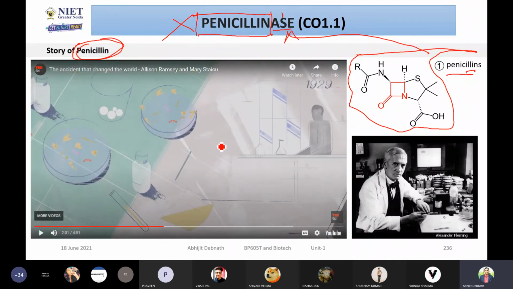Acha, another thing, you might be very much wondering that penicillin jo hai, it is only killing the bacterial cell, but it is not harmful for us. You know why? Because hamara jo cell hai, in our cell we have cell membrane. In bacteria it has cell membrane and it has cell wall. So penicillin is actually breaking the cell wall. Okay, that's why this is not harmful for us, but it is harmful for the bacteria. That's the very, very interesting thing.